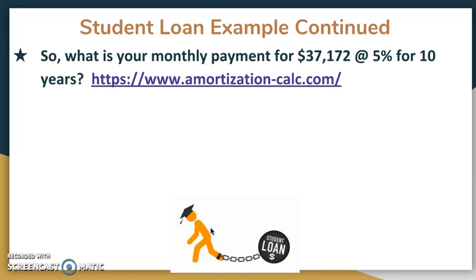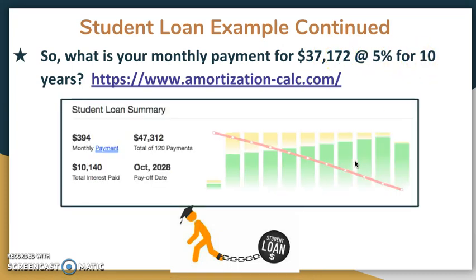You can go to this website and type in all of the information, the $37,172, the 5% and the 10 years, and you'll end up with a summary sheet that looks like this, a little clip of information. So your monthly payment would be $394. So you'll be paying back in total $47,312. So the bank will make interest of $10,140. So that's the finance charge. That's how banks make their money.